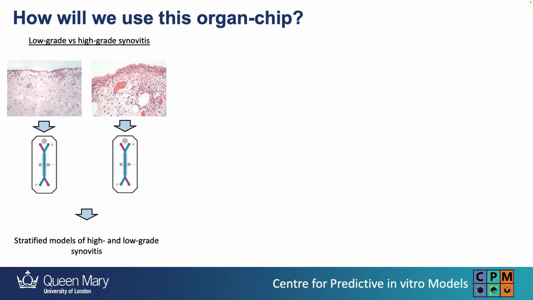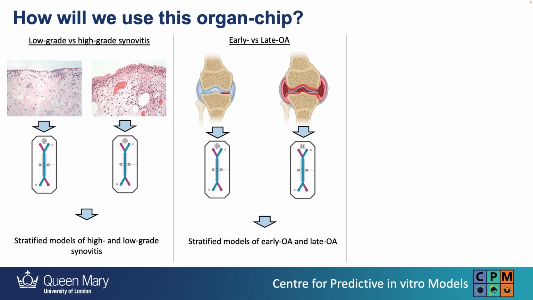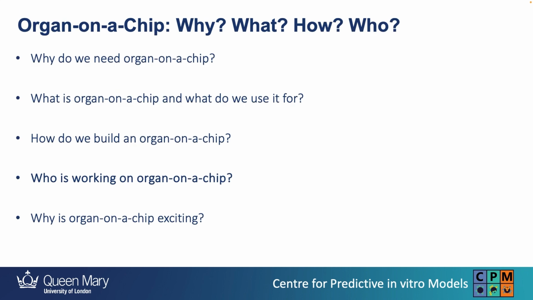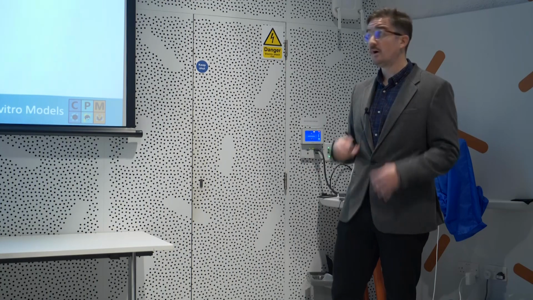And what we're really interested in is developing what we call stratified or personalized models. So stratification is where we group patients into certain groups, and then personalization is more individual. So we're using this to develop stratified models of different disease states, different disease stages, so early versus late arthritis, and also personalization. So there's some patients that don't respond very well to particular treatments, and we want to try and use this to find out why by developing personalized models for these patients. So just a bit of a flavor of what we're using it for. So hopefully that makes sense of how we build the organ-on-a-chip, the questions we ask ourselves, and why everything goes into them.